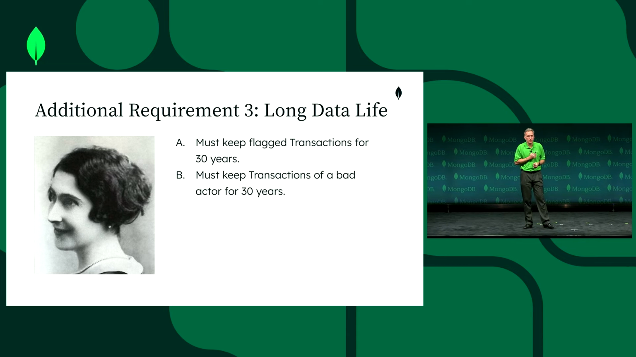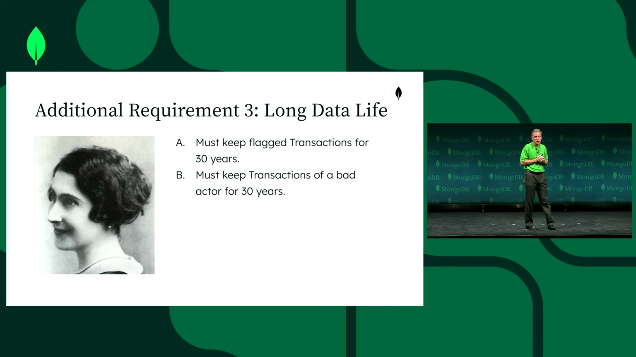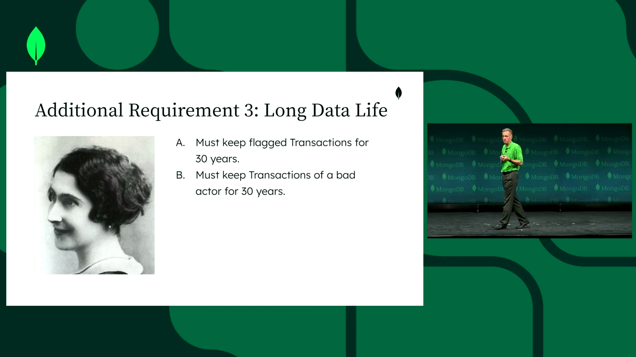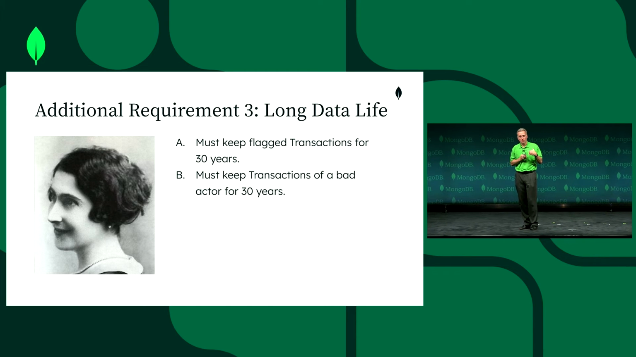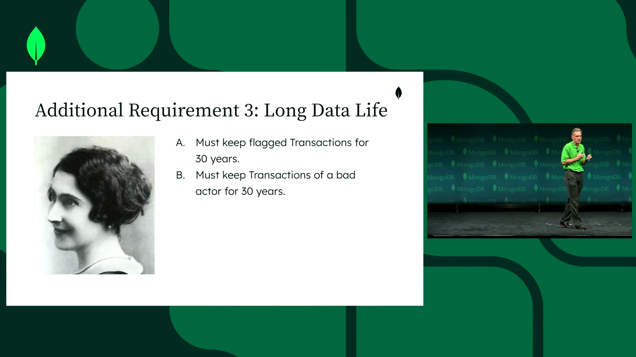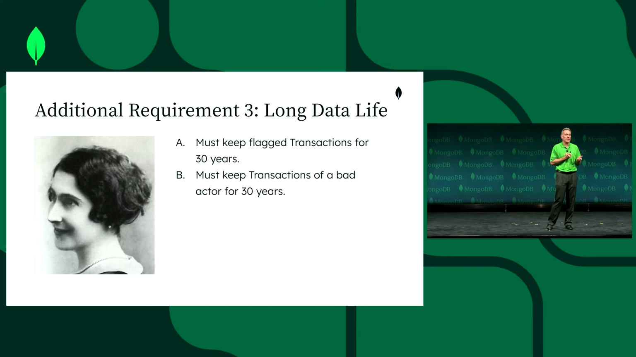So our next requirement, well, this is Jeanne Calment. She lived to be 122 years old and 164 days. She's an outlier. This is 3 years longer than any other human being. So she's going to be our poster child for the next requirement that we call long life, or long data life. To satisfy this requirement, we must keep the flagged transactions for 30 years, and the same for all the transactions for a bad actor.